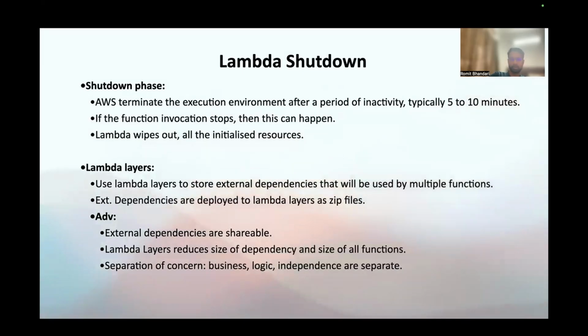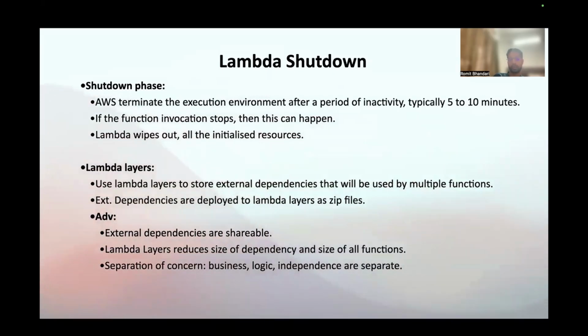Okay, what are the advantages? They are shareable, dependencies are shareable. Lambda layers reduce size of dependency and size of all functions. So imagine each function you are not having a separate dependency layer or external dependencies zip file. Instead you have a common zip file containing the different shared dependencies, and plus each function can have its own separate dependencies also, but whatever could be shared are put in the external dependencies Lambda layers so that it can be used by multiple functions.